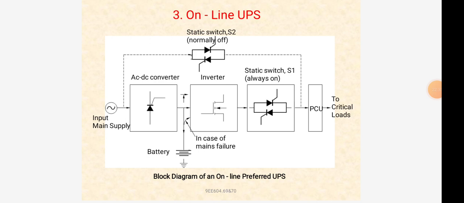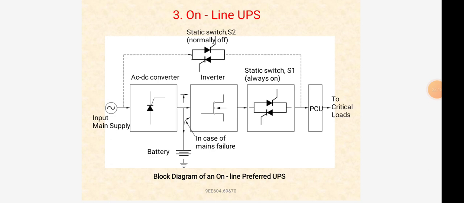In this block diagram of the online preferred UPS, while the main supply is available, the main power supply is fed to the load through the converter, inverter, static switch S1, and PCU. The same supply is also utilized for charging the battery through the converter. When the main power supply fails, the battery instantly supplies the power to the load through the inverter, static switch S1, and PCU.